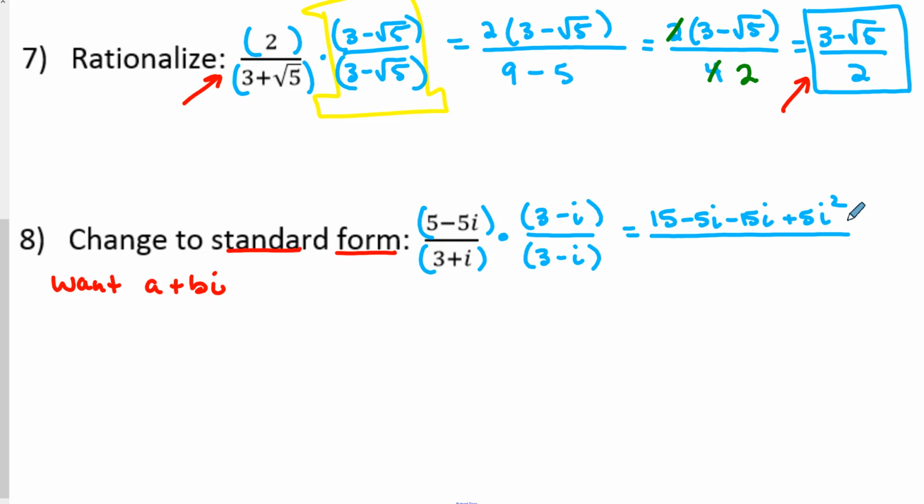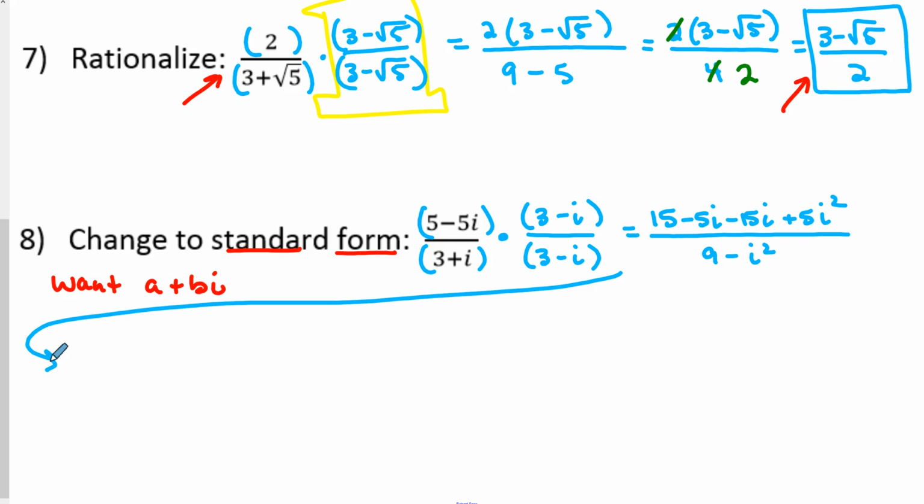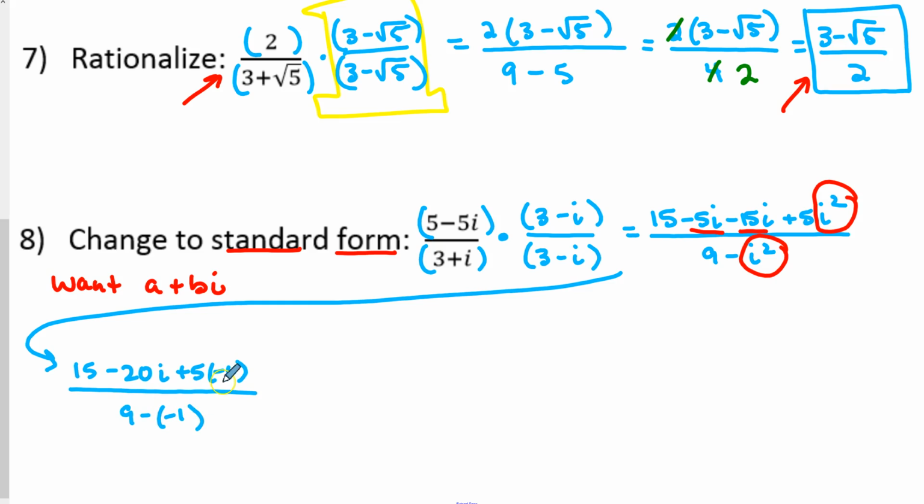And then for the bottom, because they are conjugates, we just FL, we don't OI, because we know the inside and outsides are going to cancel. So we get 9 minus i squared for the first and the last. I'm going to drag this over here to finish. I think there's going to be a few more steps. So what we want to do is replace every i squared with -1, and we want to combine our like terms. So we have 15 minus 20i plus 5 times -1 over 9 minus -1. Okay, we know that 5 times -1 is -5. 15 and -5 is 10. So we have 10 minus 20i, and then on the bottom we have over 10.